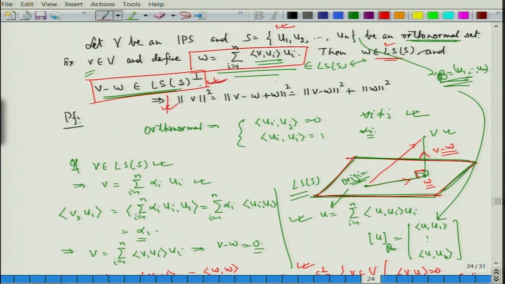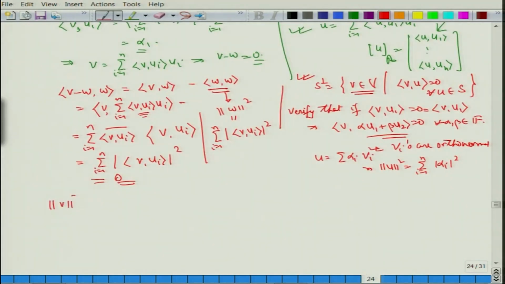Now if I want to prove this part, norm of V square, then let's look at norm of V square. So norm of V square is equal to norm of V minus W plus W whole square, which by definition is V minus W, or how should I write V minus W?